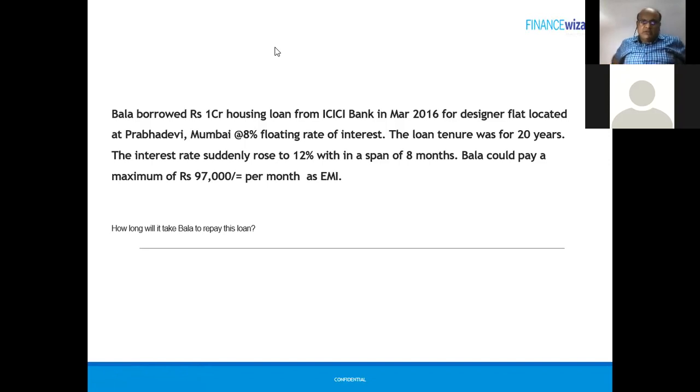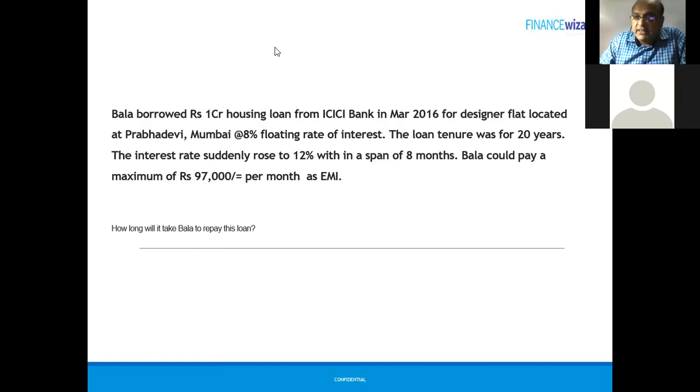Home loans are long-term loans, and we all know that these loans are floating loans in nature. So this guy Bala stays in Mumbai. He bought a house. He took a loan of 1 crore. The rate was 8%. He was very happy paying whatever the EMI was. Then suddenly, monetary policy changed and the rate increased to 12%.